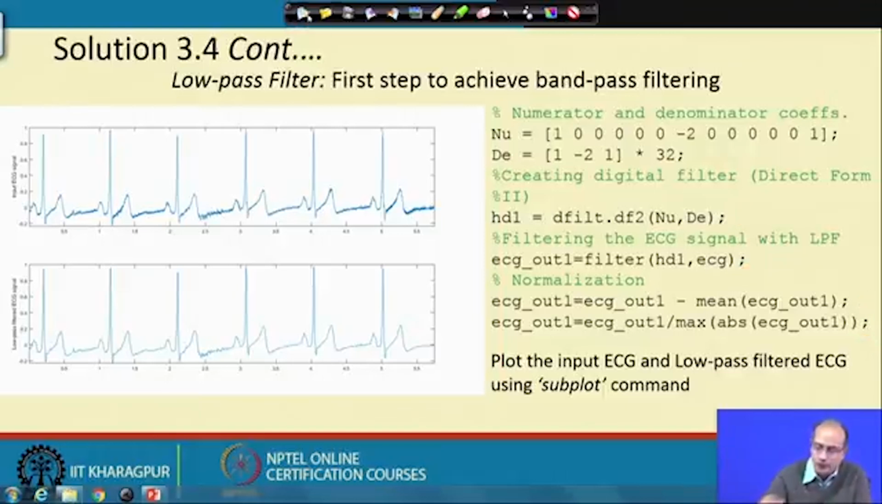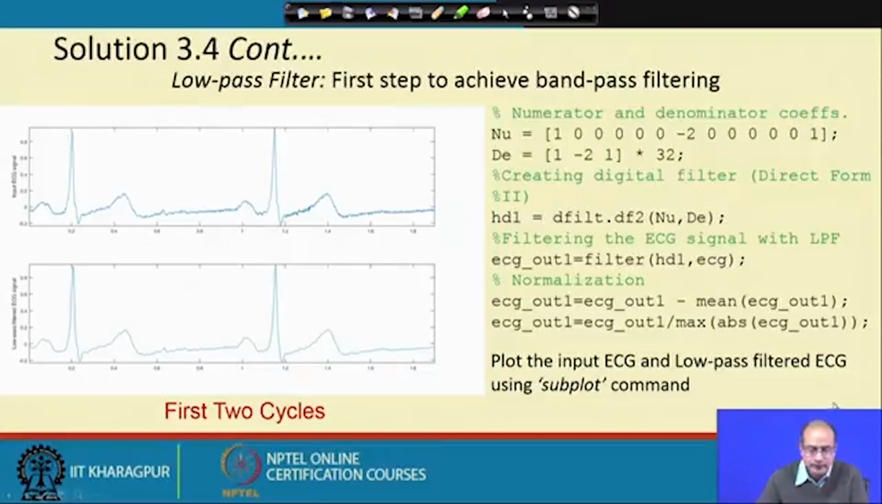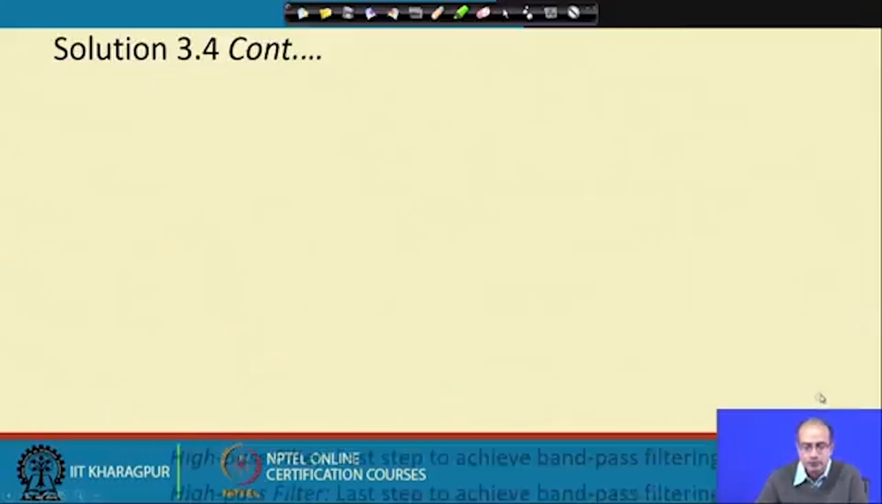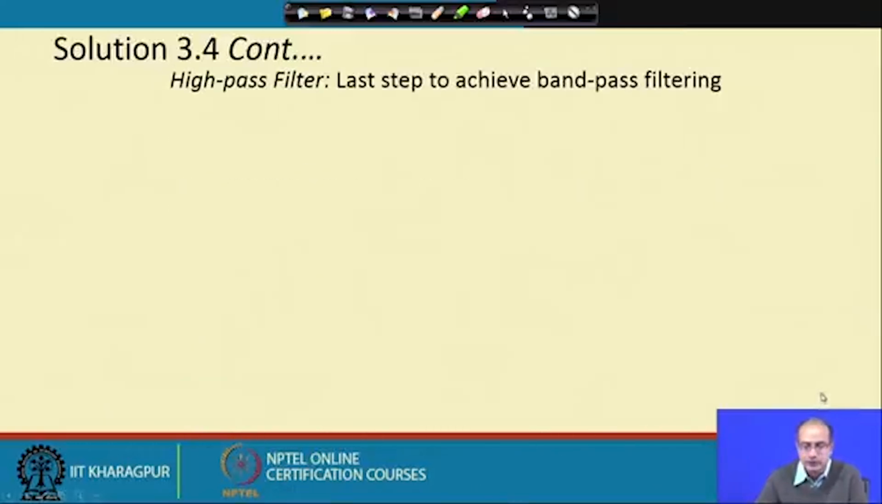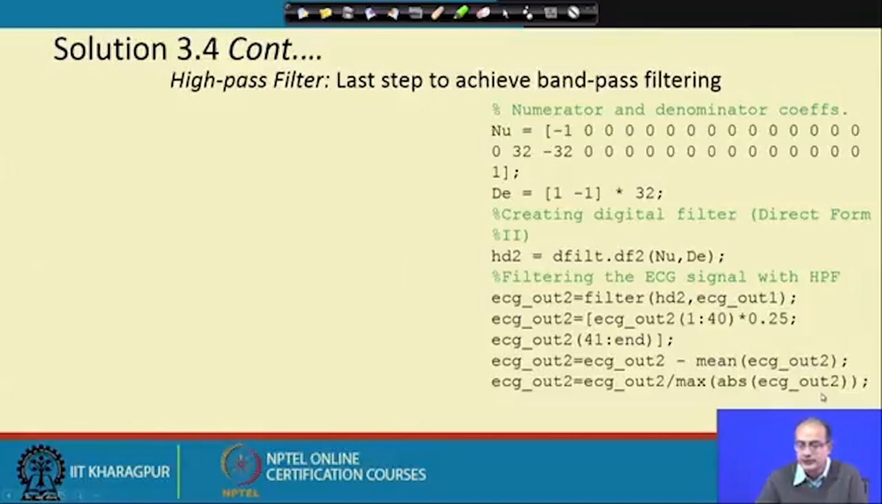So, we have shown the plot, and now let us proceed to the next step. Before that, we just show that more carefully. We have shown only the first two cycles, so that we can appreciate the change better. And let us now proceed to the last step of the band pass filter.